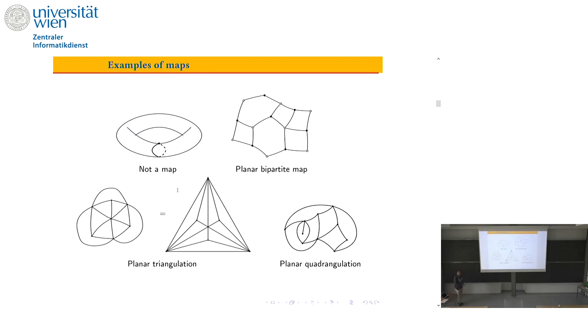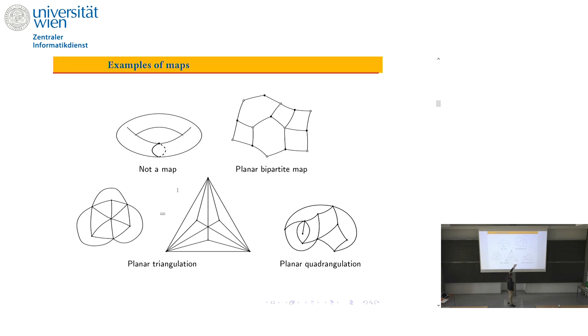So I will give you some examples of maps, and the first one is a counterexample of something that's not a map. It has one vertex, one edge wrapping around a non-contractible cycle of the torus. Why is it not a map? Because if you cut along that edge, you're going to get a cylinder, and that's not a polygon. So by definition, it's not a map, because I need to glue polygons.